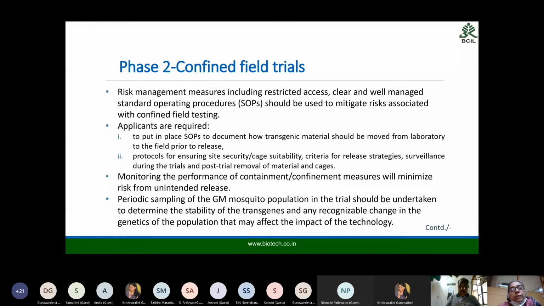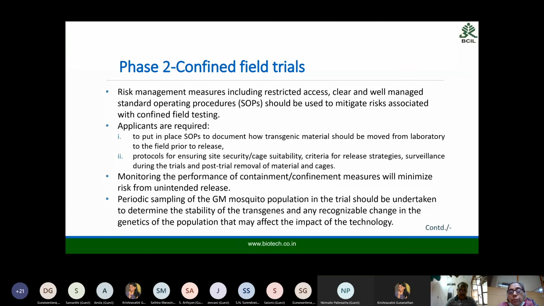When it comes to the confined field trials, and actually these slides are also a bit of a recap, so that's why I thought I would include and share them with you. The risk management measures in the field trials will include restricted access and clear, well-managed standard operating procedures, the need for which I stressed in the beginning, and also Dr. Tyagi explained that at every stage you should have proper SOPs, to be used to mitigate risks associated with field testing. So applicants will be required to put in place SOPs to document how the material will move, the protocols to ensure site security, cage suitability, criteria for release strategies and surveillance, and then post-trial removal of material and cages. All these things you should have very good SOPs.